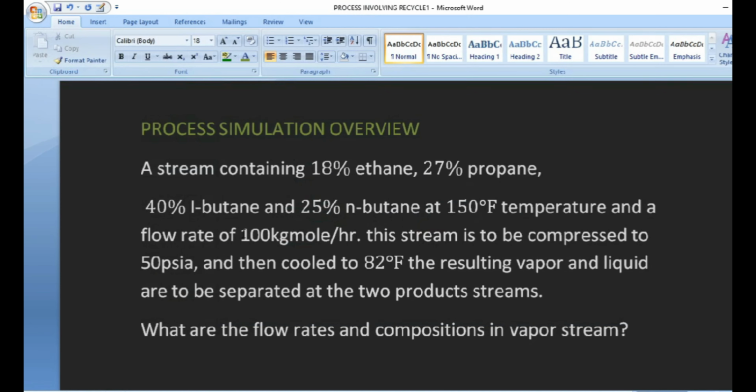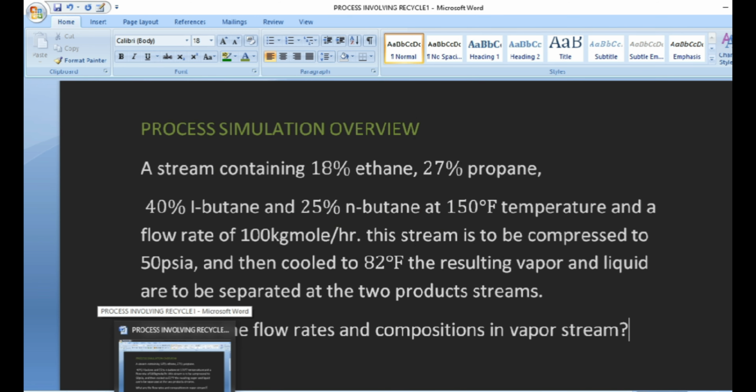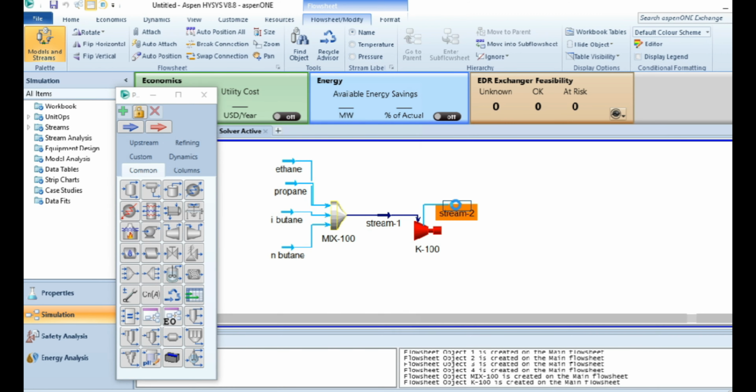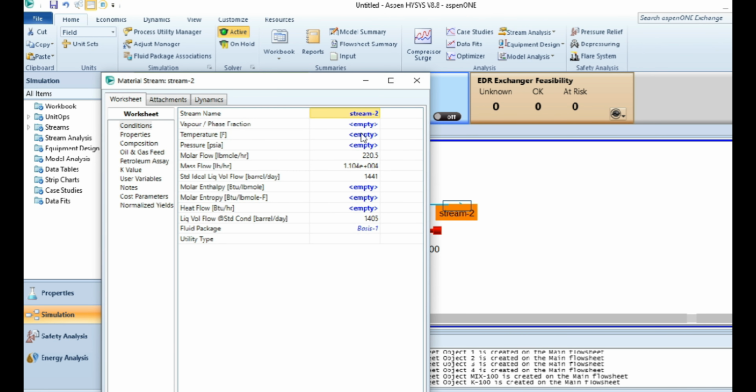Again, the stream is to be compressed at 50 psi. So I have 50 psi. Vapor phase is 1.